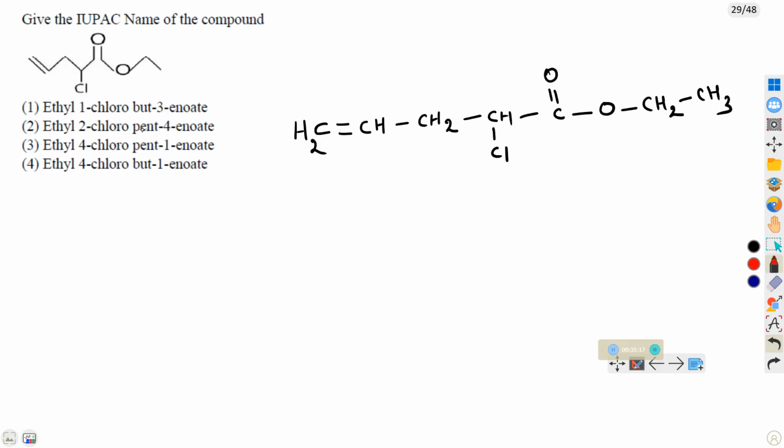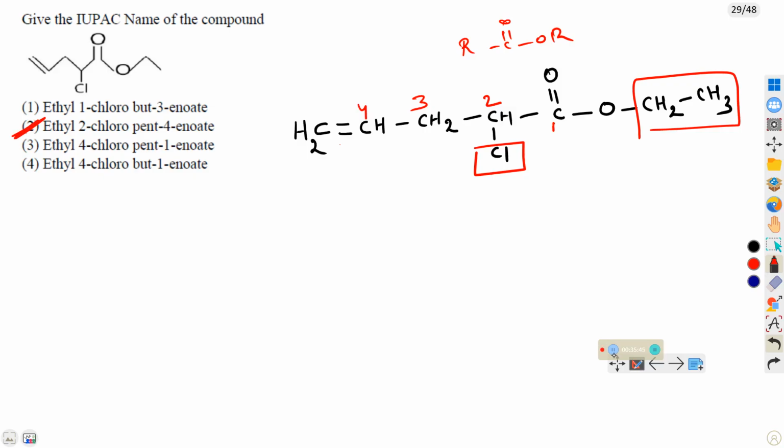IUPAC name of the compound. This looks like RCOOR, an ester. Ester IUPAC name is alkyl alkanate. The name starts with ethyl. 1, 2: second position chlorine. Ethyl 2-chloro. 3, 4: fourth position double bond. Second option is the correct option.